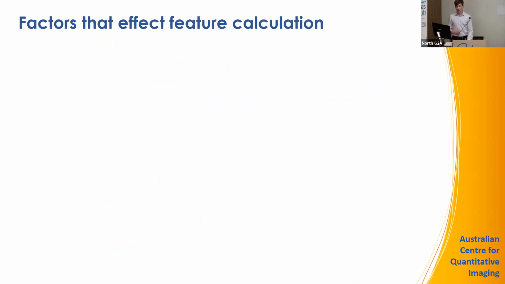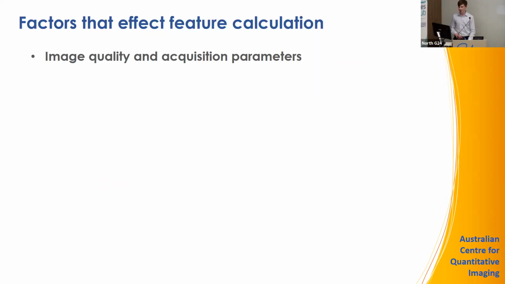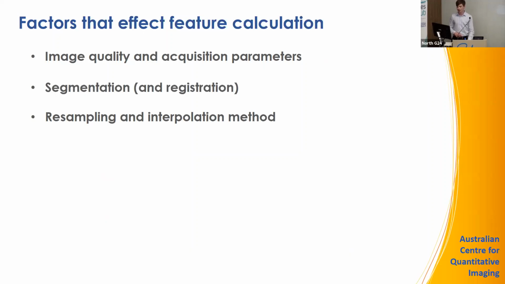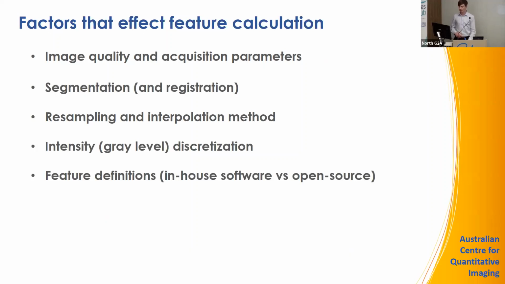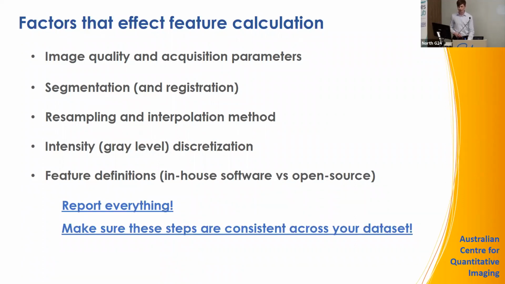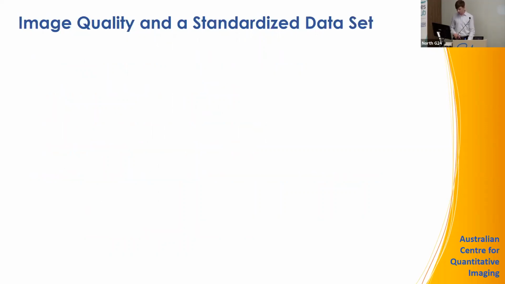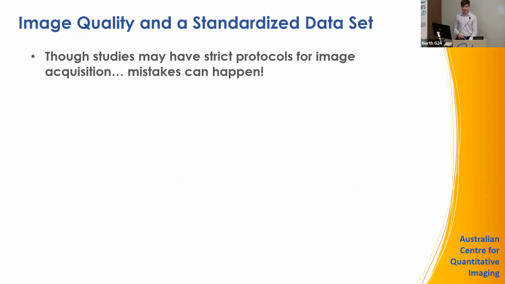Now we're going over some factors that affect feature calculation. These include image quality and acquisition parameters, segmentation and to some extent registration, resampling and interpolation method, intensity or gray level discretization, and feature definition. So the battle between in-house software versus open source software. I'll go over those in a bit more detail within this presentation. But above all, just to take home early: report everything and make sure these steps are consistent across your data set.